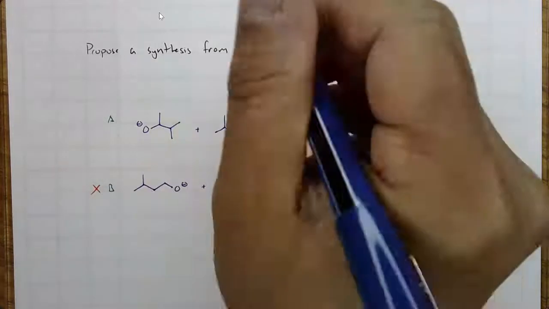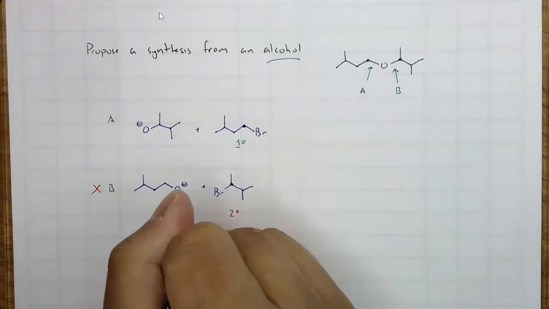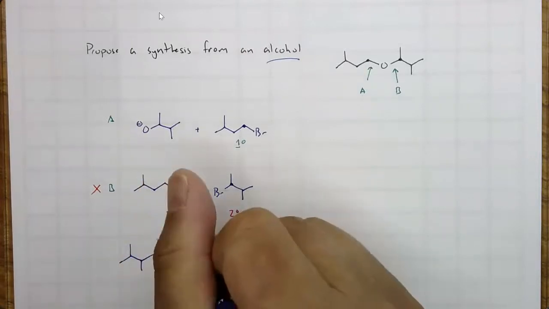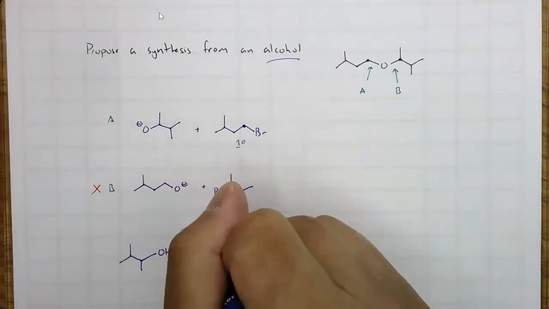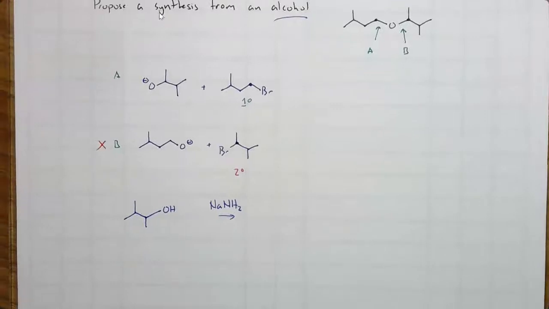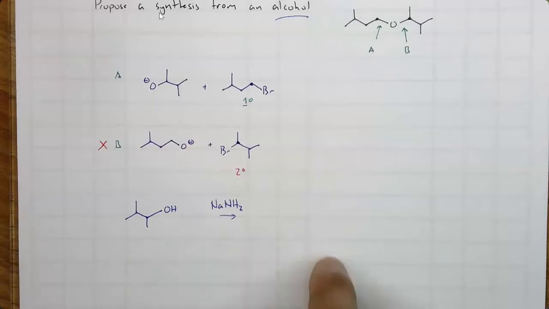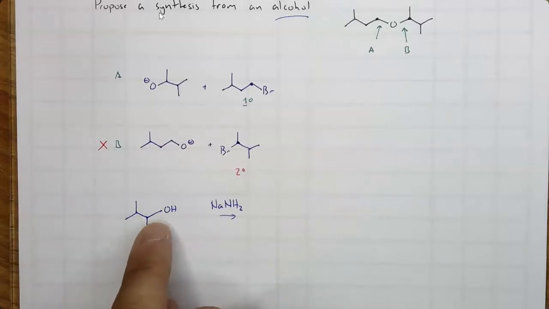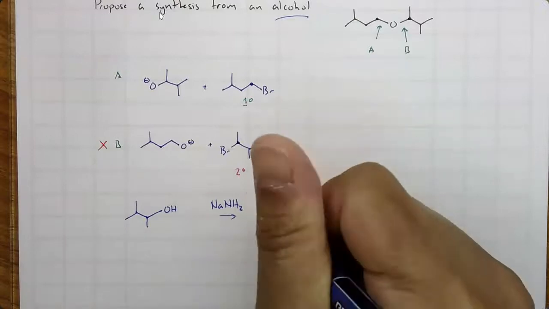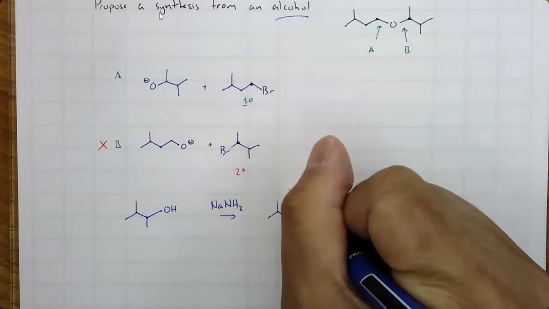And it says synthesis from an alcohol, not from the alkoxide. Okay, there's your alcohol. What base do I want to use? I like NaNH2. We shouldn't use OH minus, right? Because if we use OH minus, the conjugate acid of OH is water, which has the same or similar pKa to this. So the equilibrium is half and half. But here, we make a conjugate acid that's not very acidic, right?